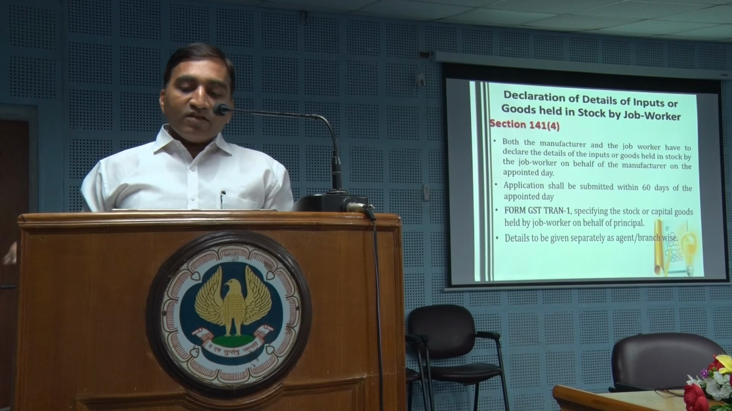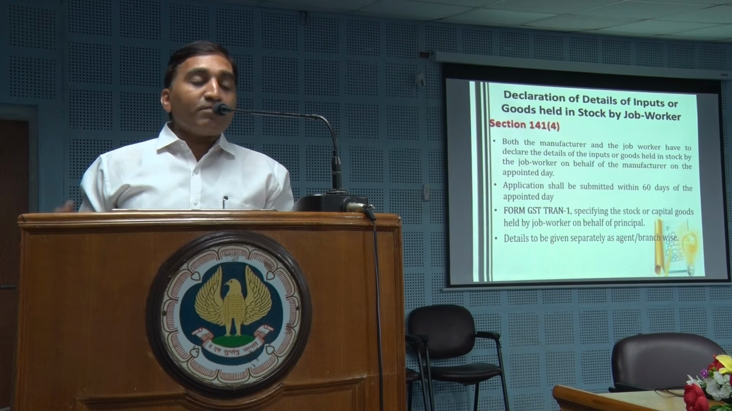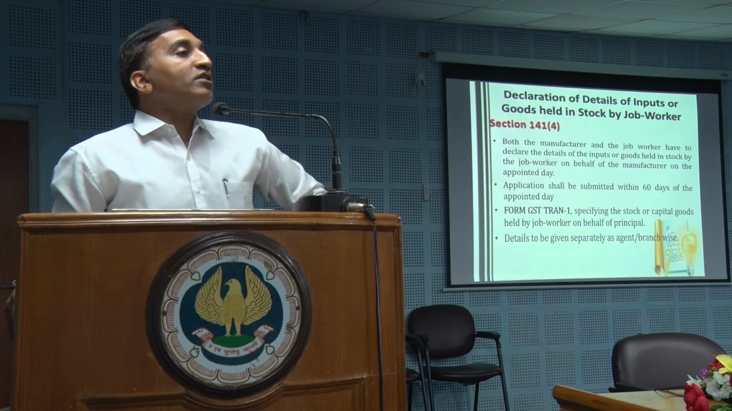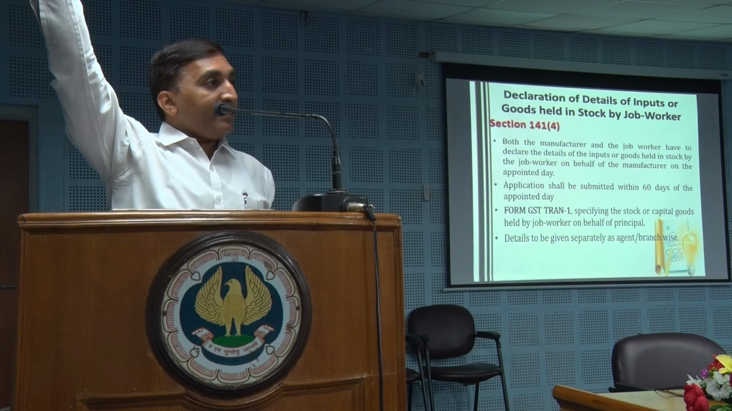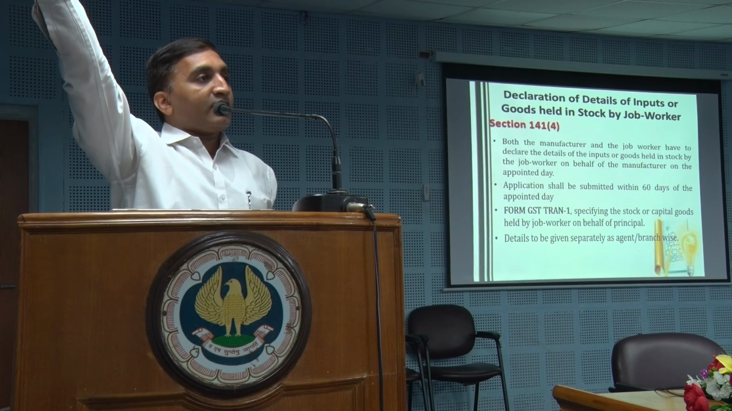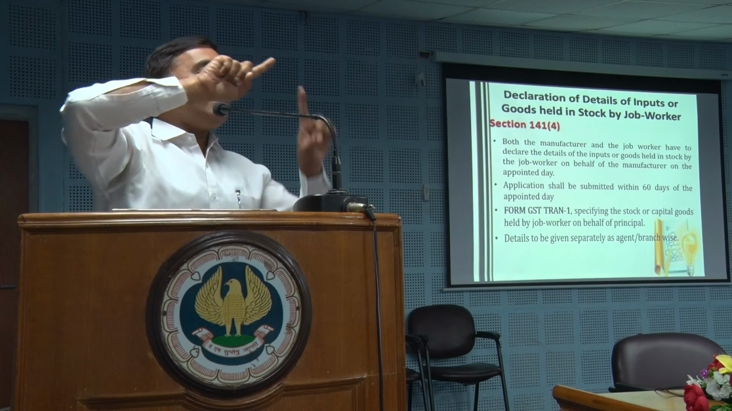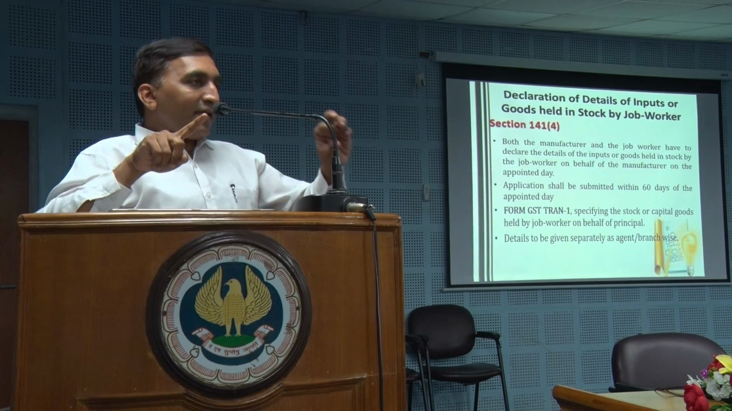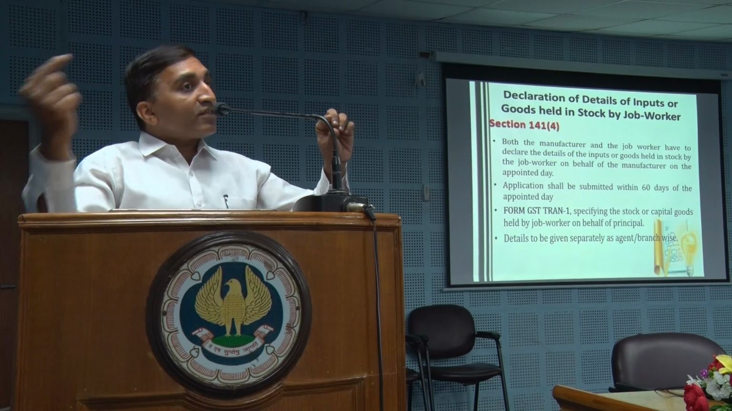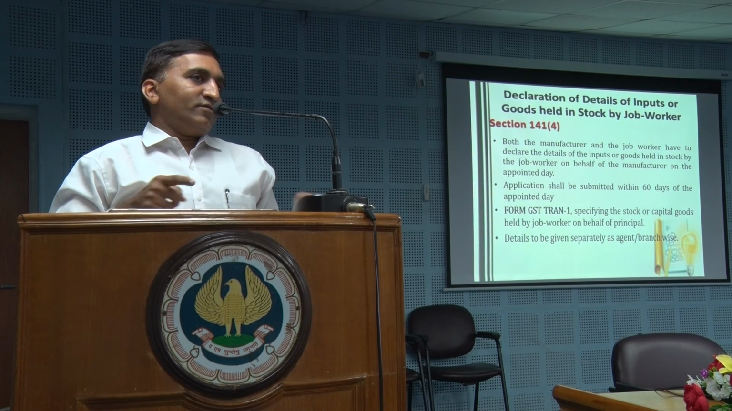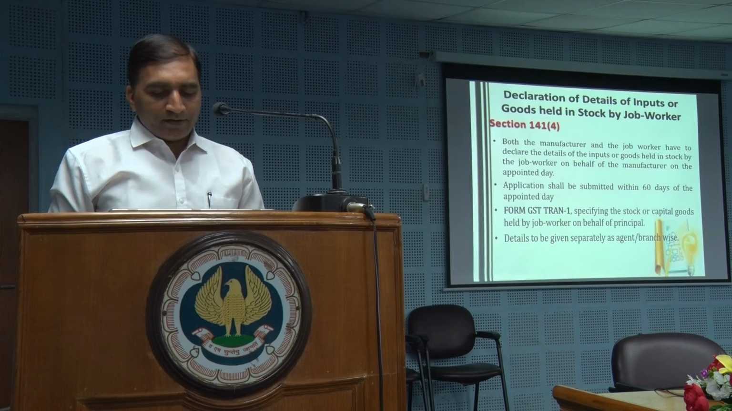And declaration of details of inputs or goods held in stock by the job worker. Now there is another form in the TRAN 1. Whatever goods are with your job worker have to be declared in the TRAN 1. Then only they will be able to link that. In case the goods have not come within 6 months, then this TRAN credit you are not eligible for. So this way the linking has been created.